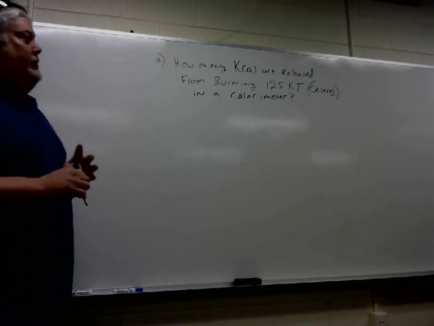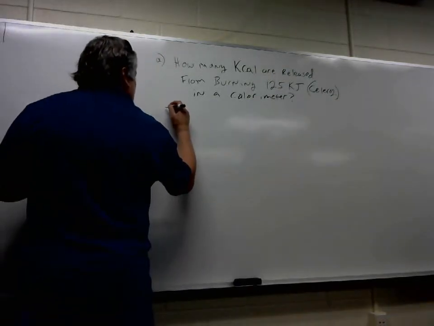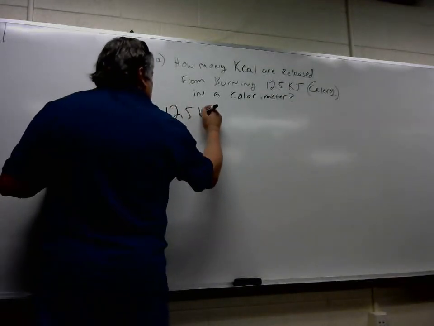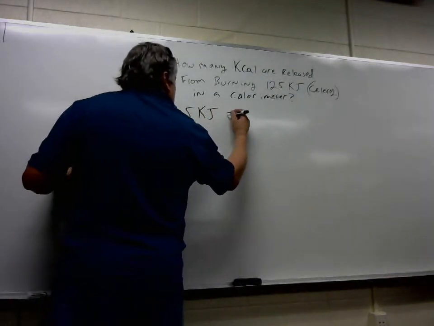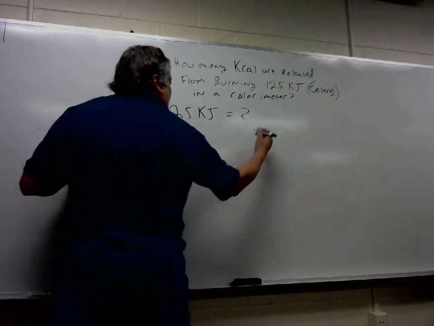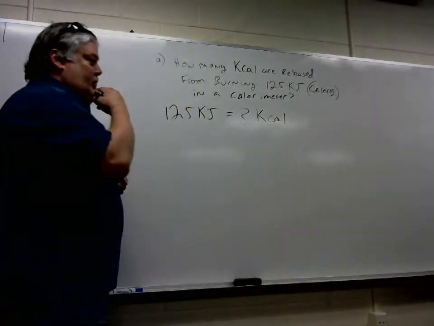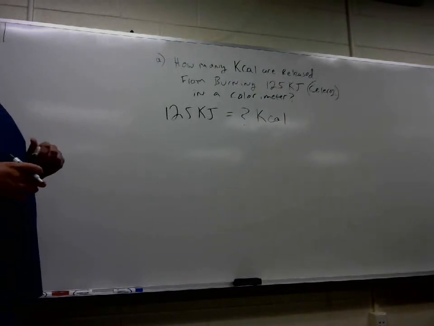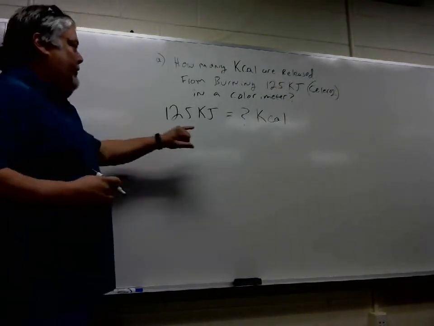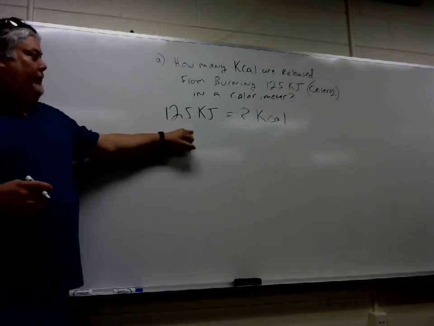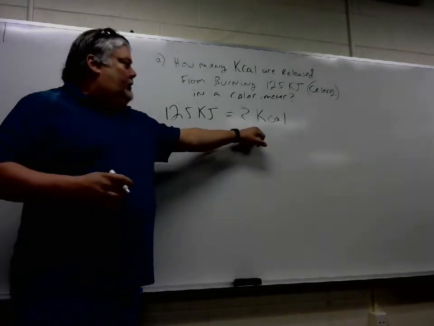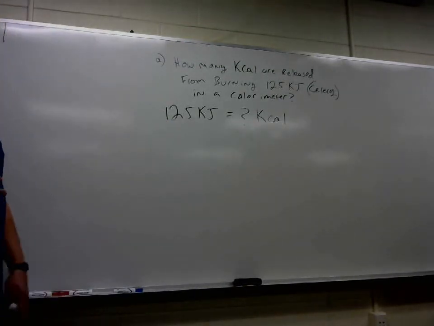All they're asking you to do is take 125 kilojoules and tell us how many kilocalories that's equal to. So it's just a simple, straightforward conversion. So our given information is 125 kilojoules. Our needed information is the number of kilocalories. So let's do this.